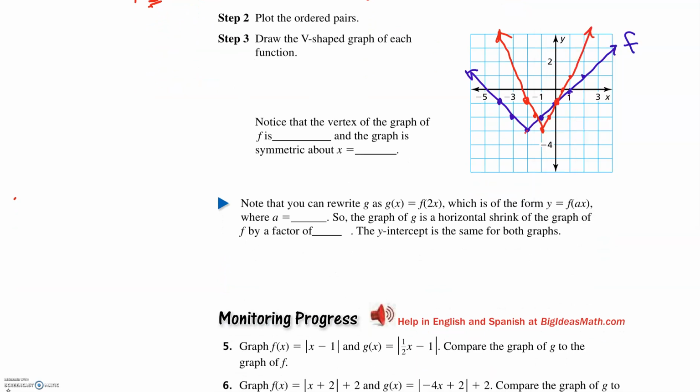Now, notice that for the function f, the vertex is (-2, -3). It's symmetric across the line x equals -2, that vertical line right through the vertex. Notice that we can rewrite the function g as f of 2x, we just replace the x with a 2x. So it's in the form f of ax, where a is 2. That's causing a horizontal shrink by a factor of 1/2.